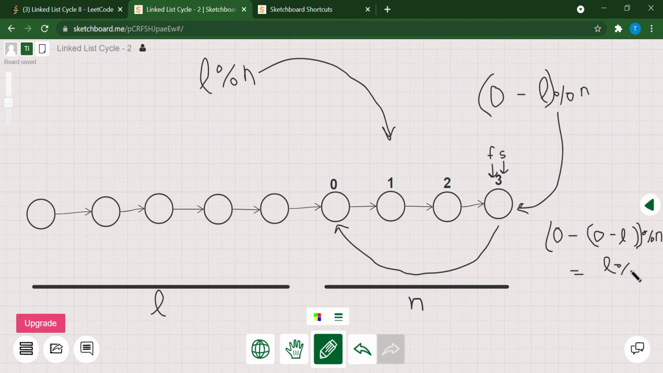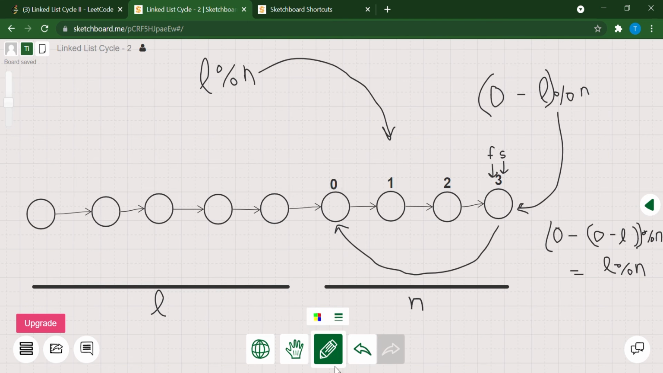Yeah, I'm sure you can see that it just evaluates to L mod n. So L mod n is 5 mod 4 here, which is 1, right? And so that's clear that it works, because they're just one node away from the 0 node, right?